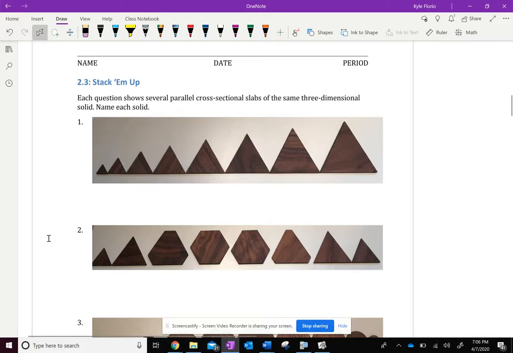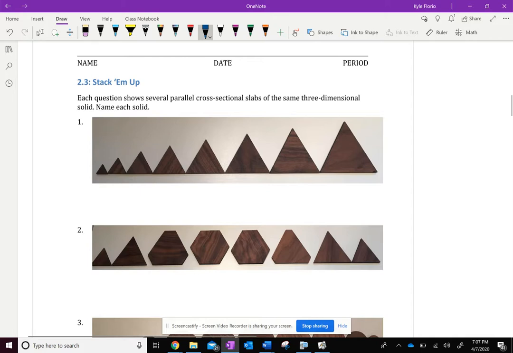Each question shows several parallel cross-section slabs of the same three-dimensional solid. Name each solid. What they're saying is these are all cross-sections cut out of some three-dimensional figure. What figure do you think that must have been?